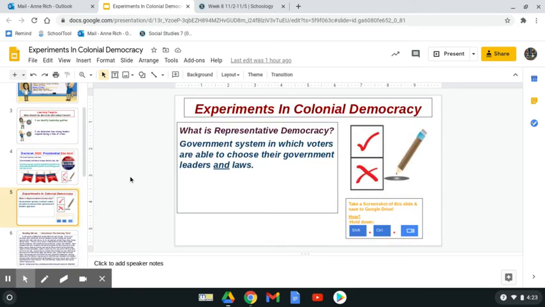So this should be a refresher for everybody. Today we're talking about colonial democracy, but in order to pay attention to the colonial democracy, we really need to refresh a term that we've used a couple of weeks earlier. When we were learning about the Iroquois Confederacy, we learned about representative democracy. This is a government system in which voters or citizens are able to choose their government leaders and laws. Specifically, we elect leaders to make decisions for us.